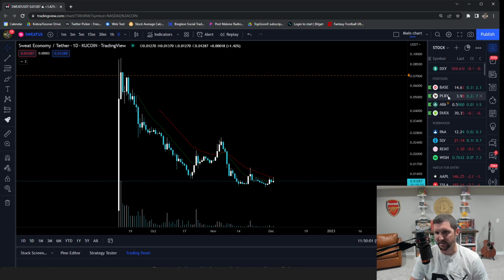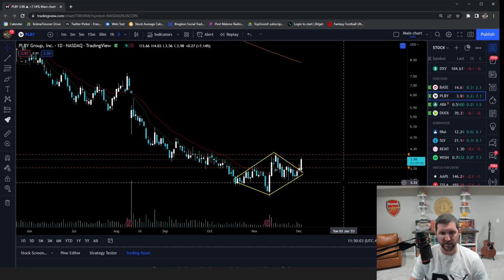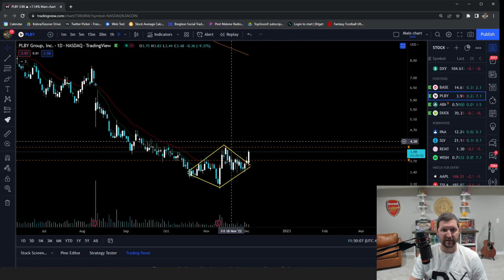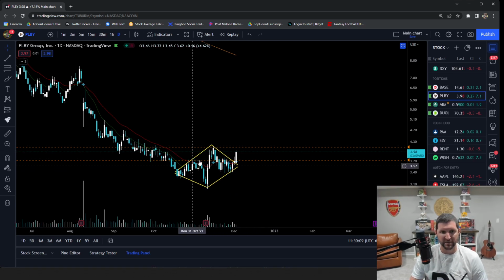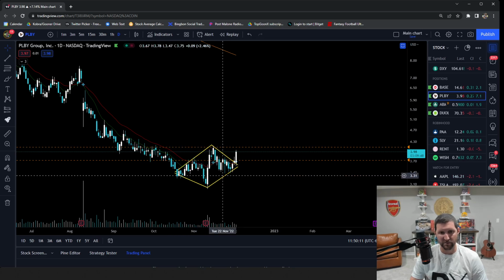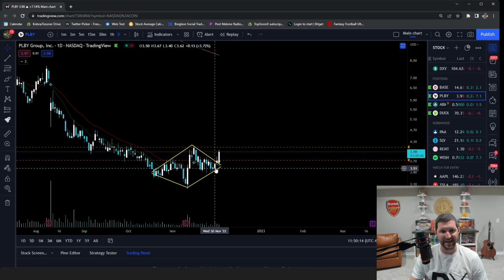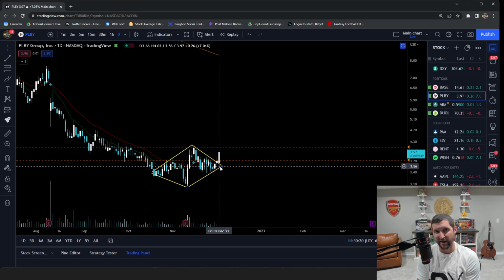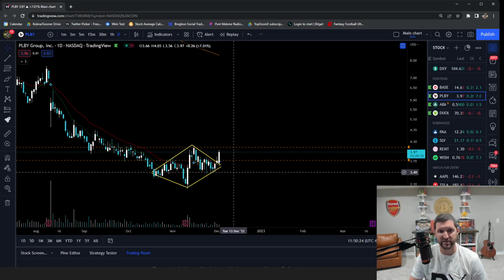One stock that I recently took a trade on was Playboy. Look at this. We've got a very nice diamond here. I wasn't trading this through this whole chop, but once this diamond started to break out here yesterday, I took notice and went, all right, this is breaking out now. I should see some volatility. I should see this move. And if it doesn't start to move, I just simply cut it.